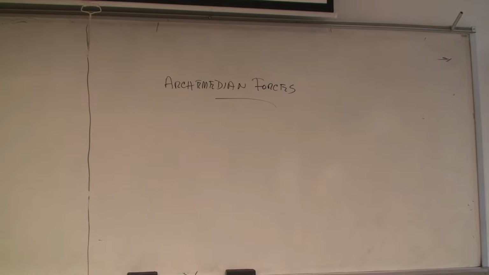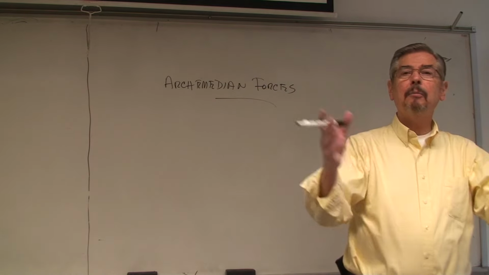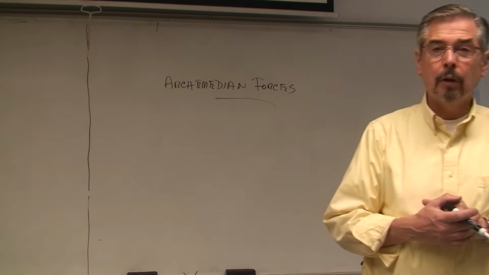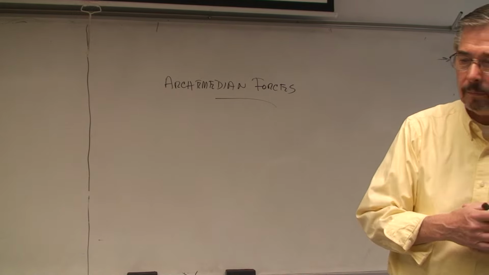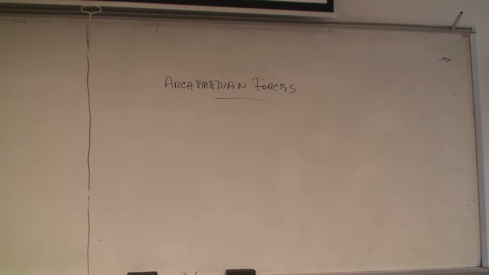Well, it turned out that the king gave 5 pounds of gold to a goldsmith to make a crown. And the goldsmith made a crown, and it looked great, looked like gold. But the king was suspicious. If the goldsmith had just taken 1 pound of gold out of it and mixed in a pound of lead, he wouldn't be able to tell the difference.